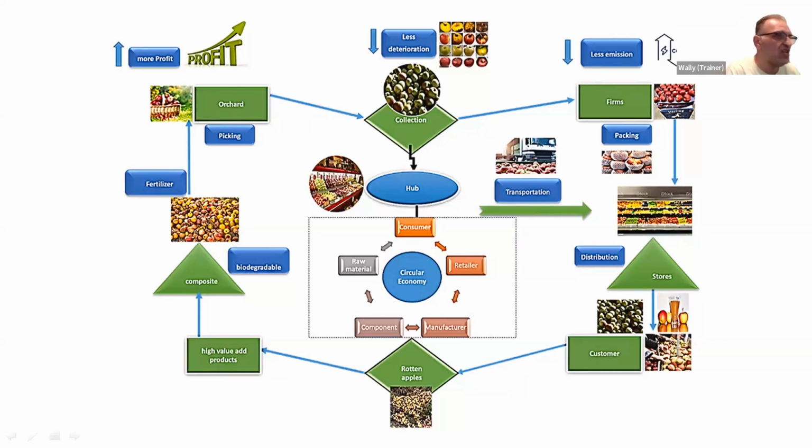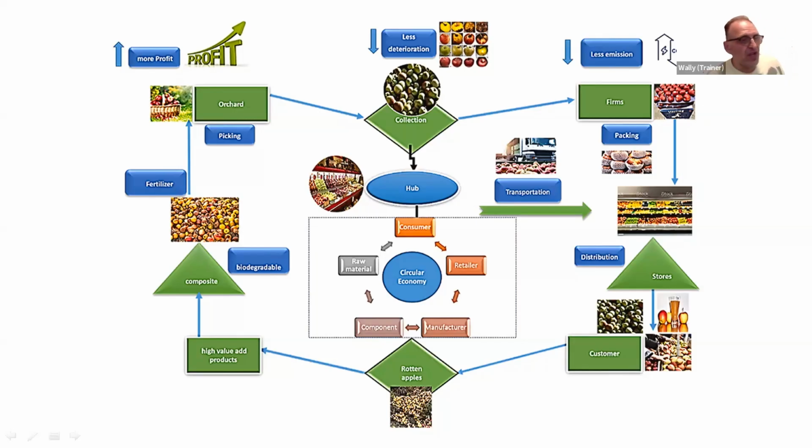So as you can see, we look at the bottom of the diagram. We have rotten apples. The rotten apples can actually become biodegradable fertilizers and high value added products, because when we grow apples, we need a fertilizer. We need a biodegradable composite, which becomes a fertilizer, which will help us grow apples, which are then picked and sold to the consumer.